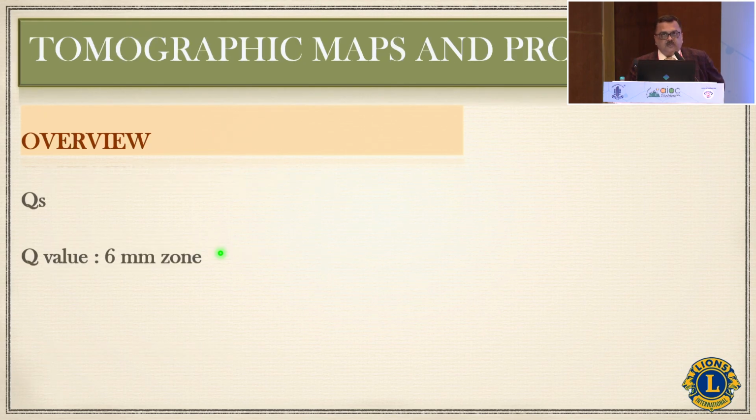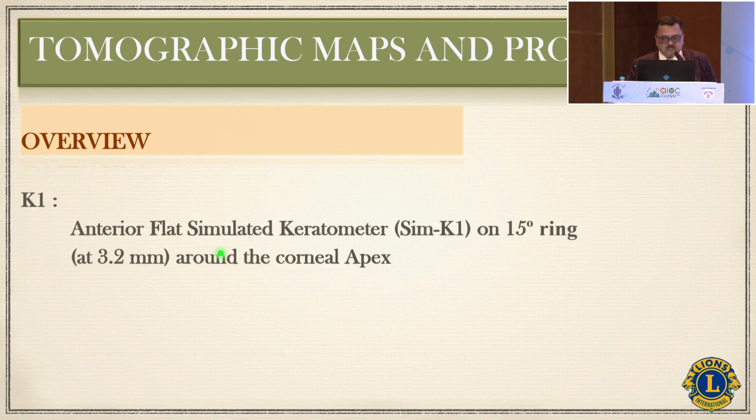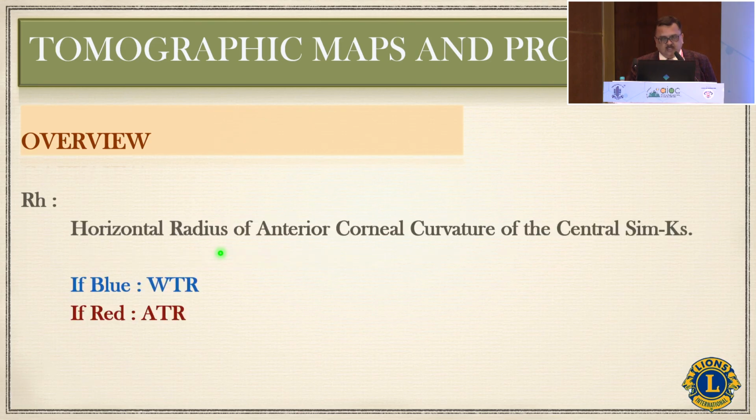QS, I have already told you. If it is not okay, you can take the median scan. The Q value should be in the 6 millimeter zone. I'm skipping these slides. K1, I repeat again, it is the flat K1. It can be oblique but it's not the horizontal. And remember, we don't look at the colors.